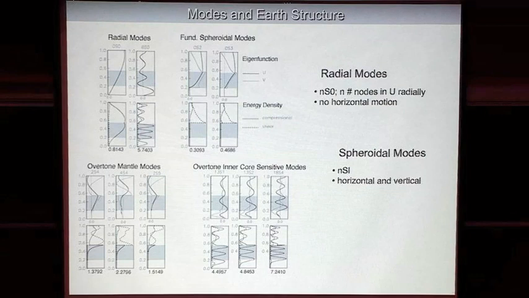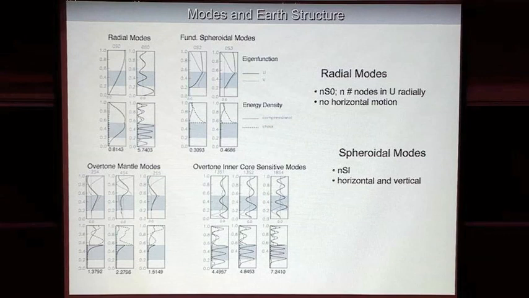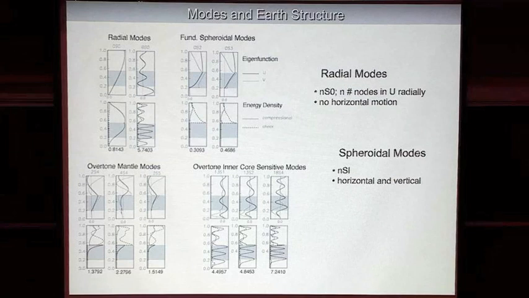So this here is an individual mode, different types of modes: radial modes, fundamental modes, the 0S branch, and then overtones. And these are the frequencies, and these are the sensitivities. So basically this is how I have to integrate Earth structure to get the frequency for this particular mode. Yeah? Come again, please. Yeah.